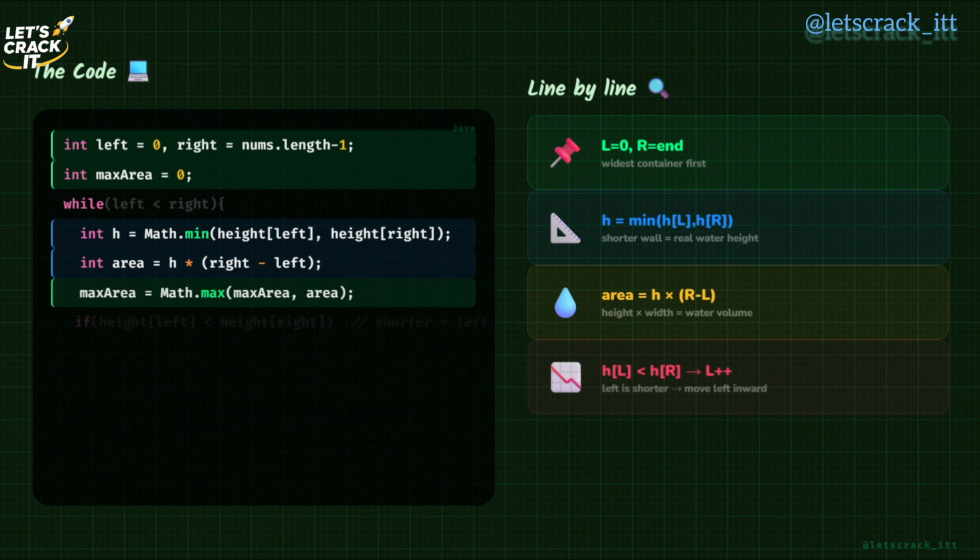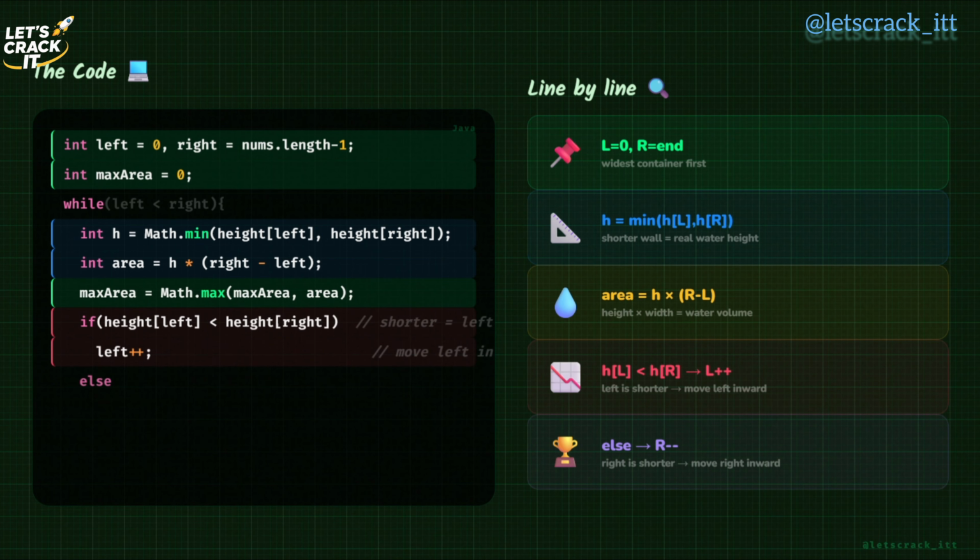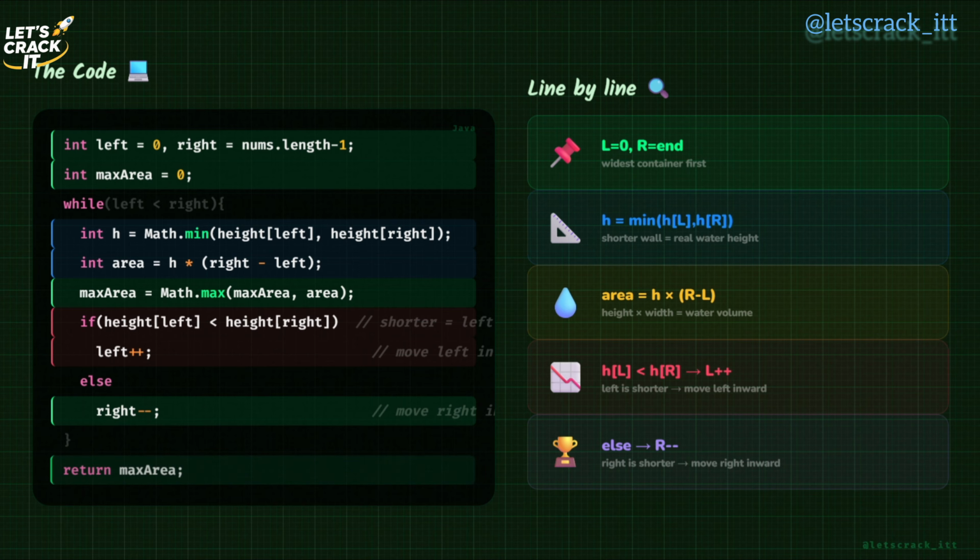Then width, how we calculate the width is right minus left. Then area, height into width. Now we update the max area: maximum of the max area till now we have, and the area of the current heights. Now comes the most important step, pointer movement. If left height is less than right height, move the left forward because left is the bottleneck. Else move the right backward. We repeat this until left meets the right and finally return the max area.